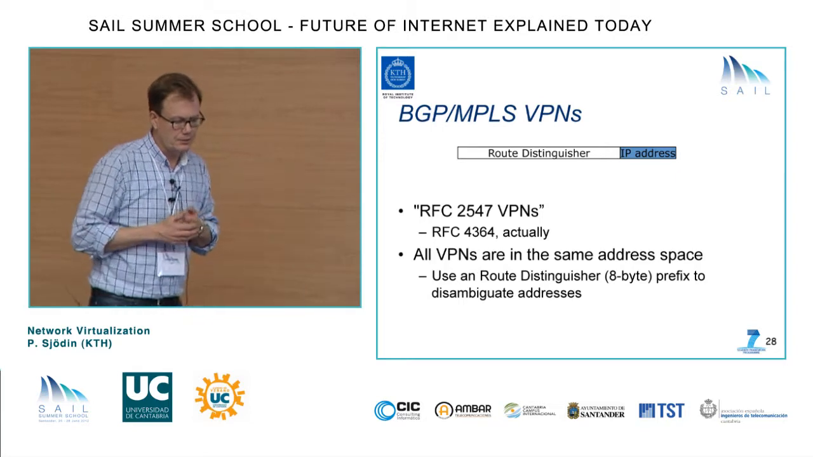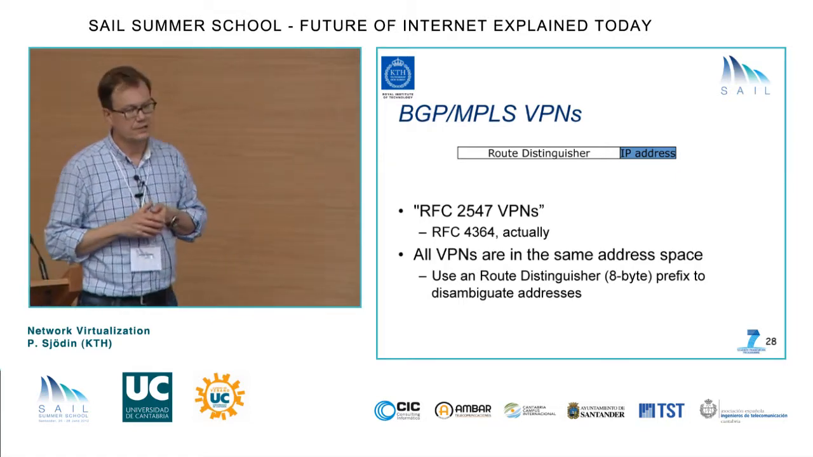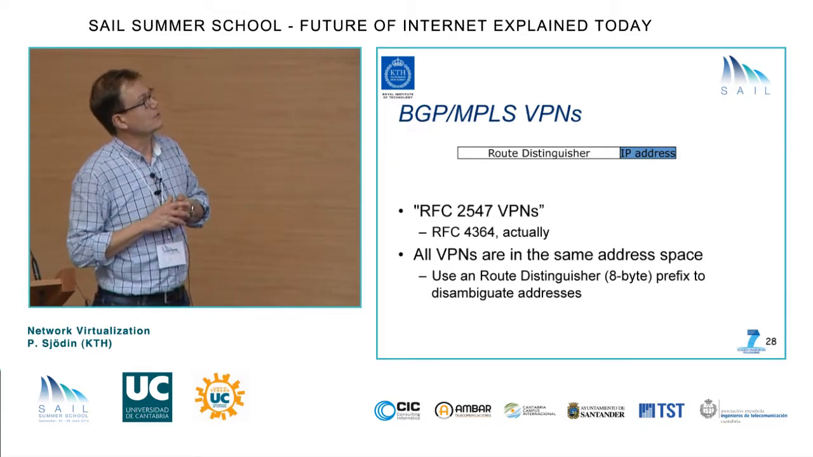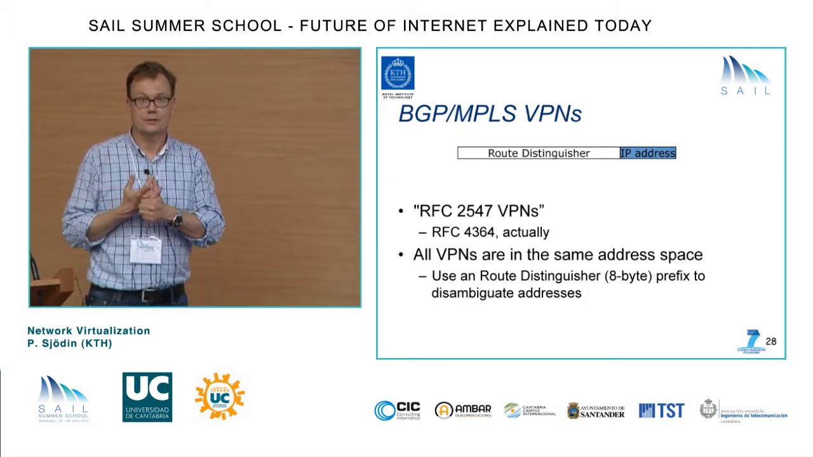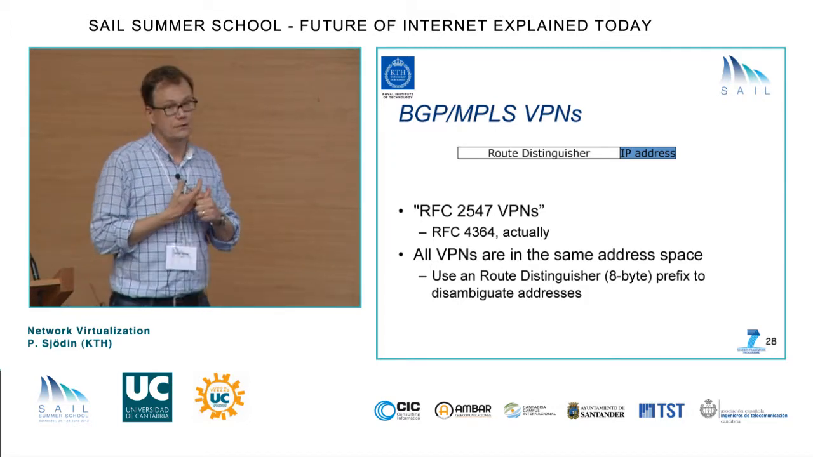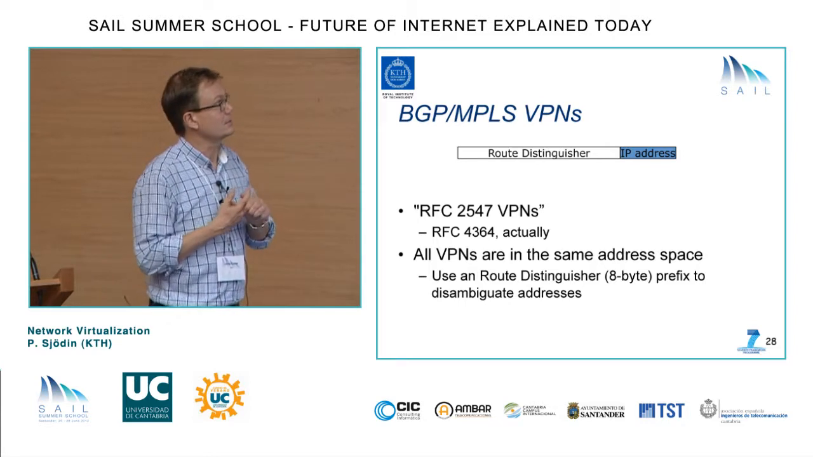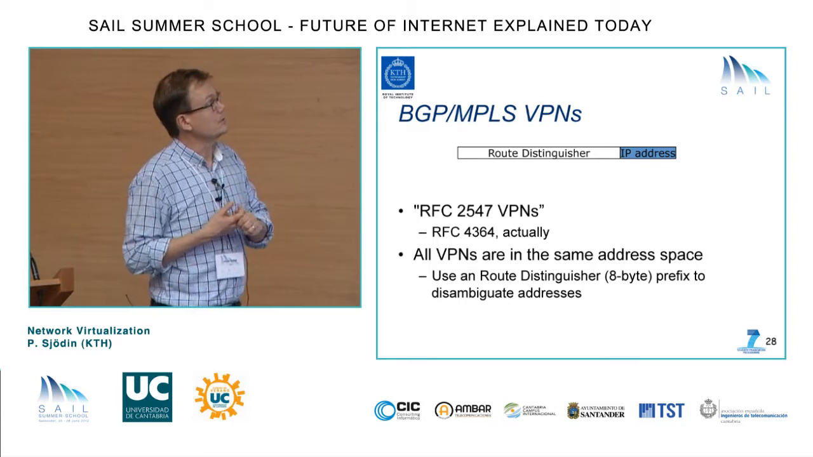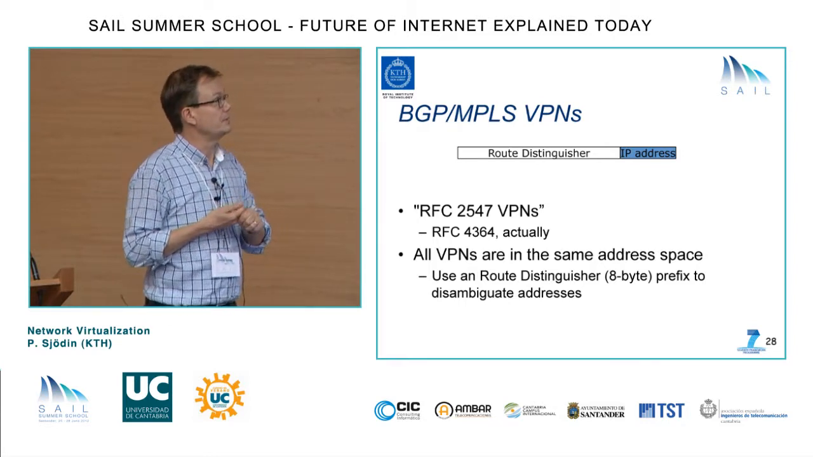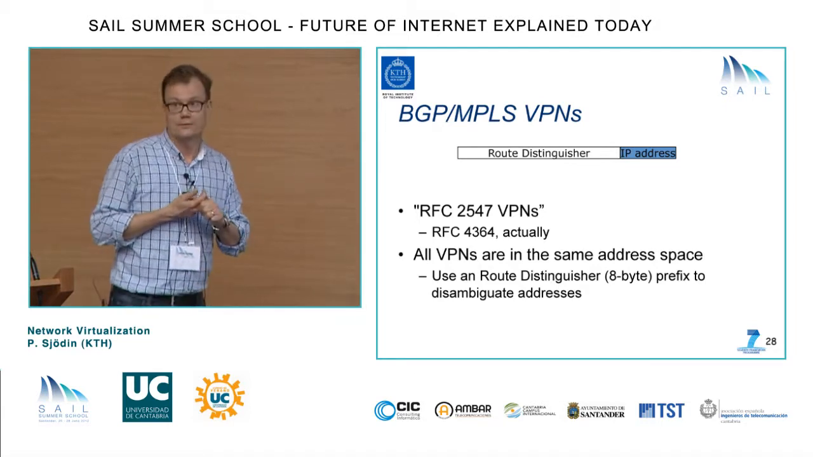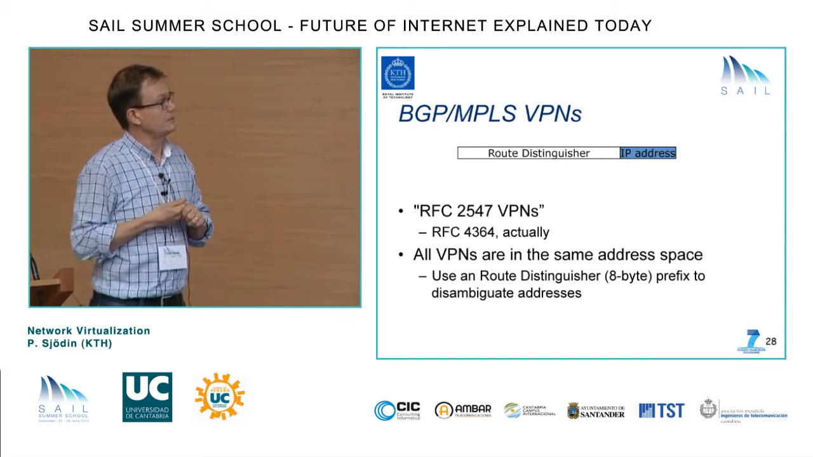I said it's called the RFC 2547 bis VPNs, and that is more like a historical name because this is the RFC that it was known from for quite some time now. The RFCs, the Internet standard documents, have been developing since, and now they are actually at RFC 4364 for standardizing these kinds of VPNs.